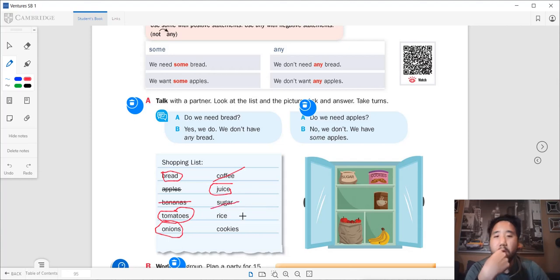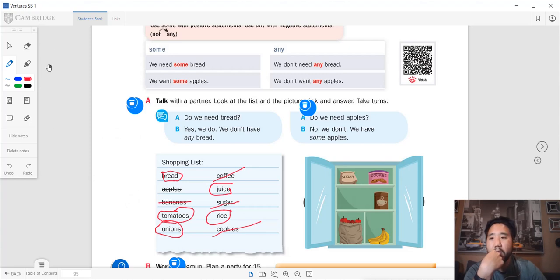Rice. I'm gonna use a similar format. Do we have rice? No, we don't. We need rice. This is also an item that we need to get. Cookies. Do we have cookies? Yes, we do. So we don't need any more cookies. So we don't need any cookies. That's what you want to say. Okay.